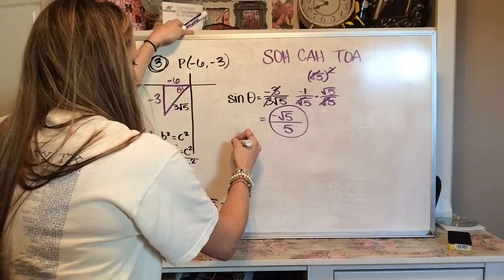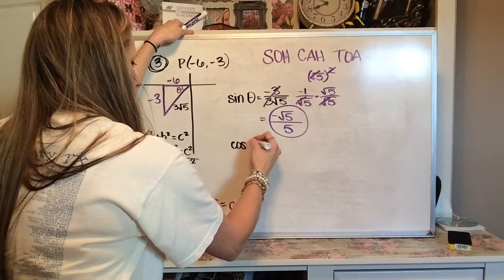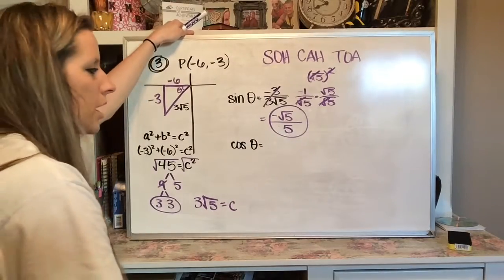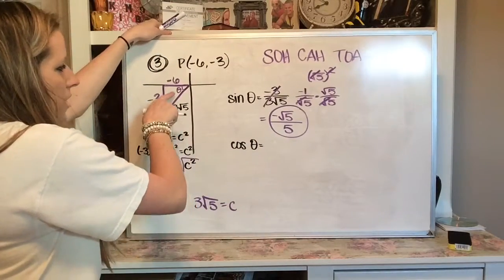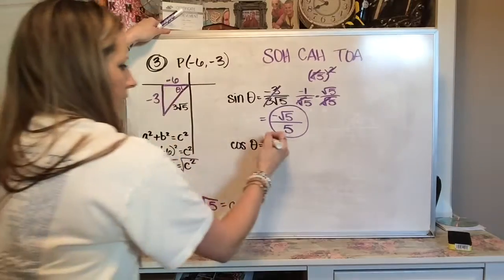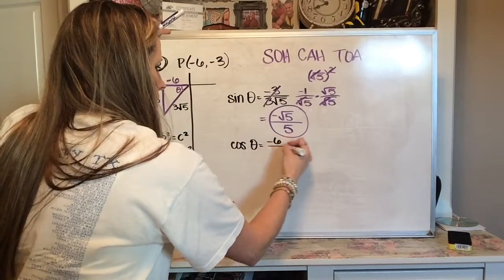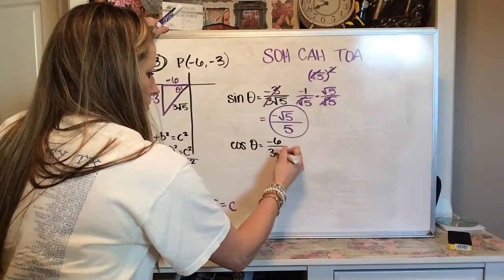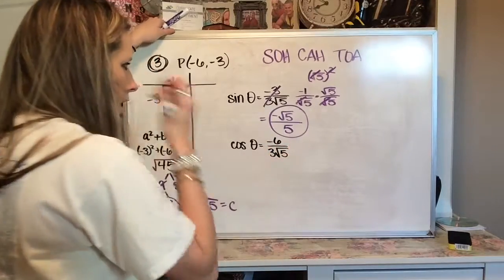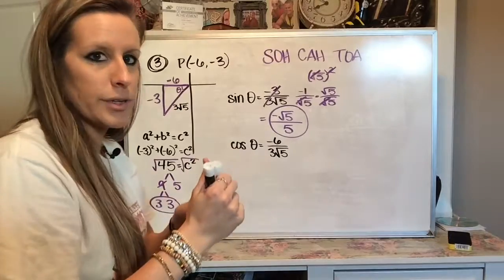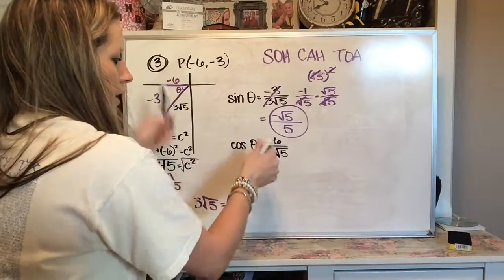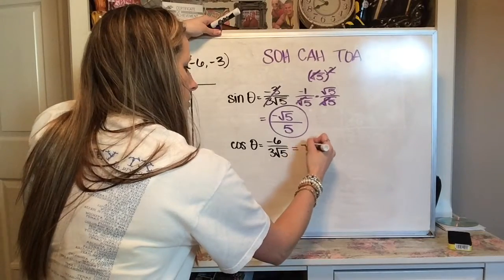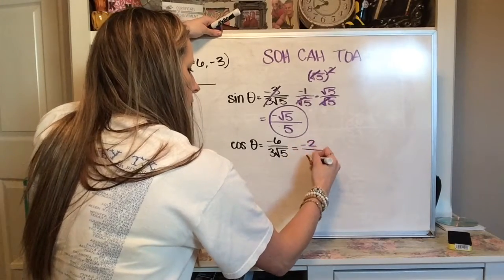All right, cosine. Cosine is adjacent over hypotenuse. So the side adjacent to theta is going to be -6. And my hypotenuse is 3 square root of 5. Okay, so first thing we're going to do is reduce that fraction. -6 divided by 3 gives me a -2. So -2 over the square root of 5.